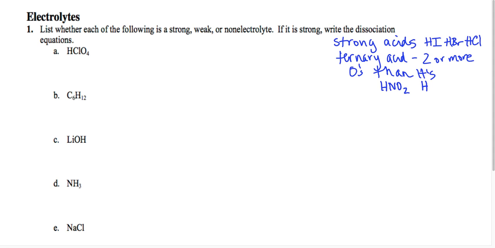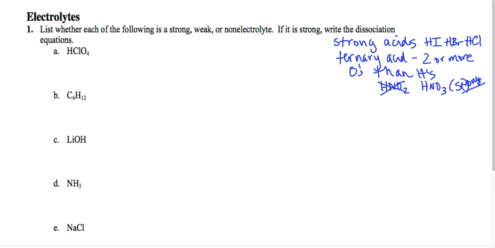HNO2 versus HNO3. HNO2, does it have two more O's than H's? Nope, so that's weak. Does HNO3 have two more O's than H's? It's two or more O's than H's, okay? So yeah, this one is strong. I should write strong. I don't want you to think that means solid. It means strong.